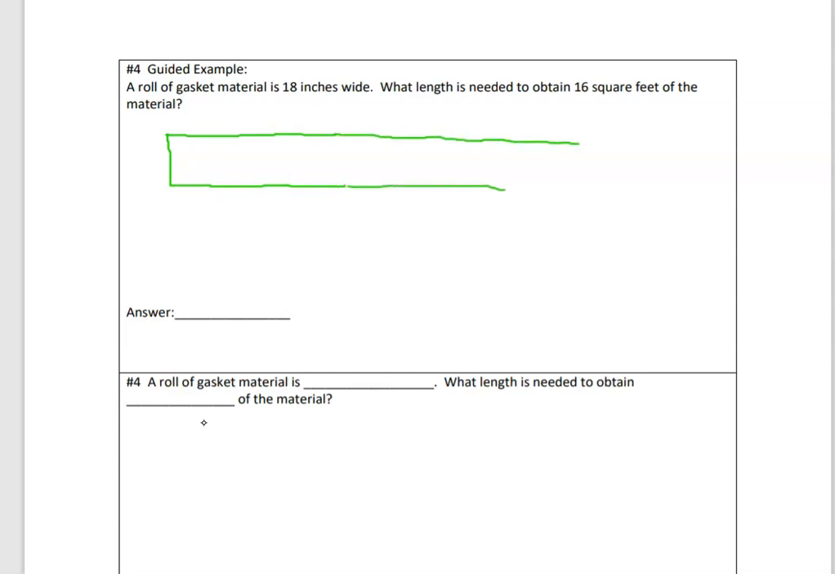Okay, and what they're telling us is that this is 18 inches wide. So when we roll it out, this part of the ribbon or this part of the soup can, which is our gasket material, is 18 inches wide. We don't know what the length of the material is, but what we do know is that the area needs to be 16 square feet. Okay, so we need to make sure that when we do length times width, we get 16 feet squared.